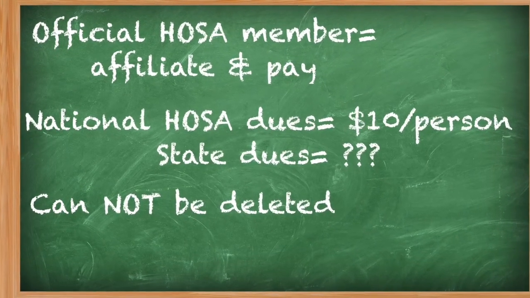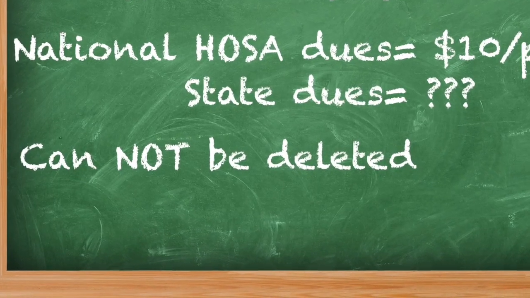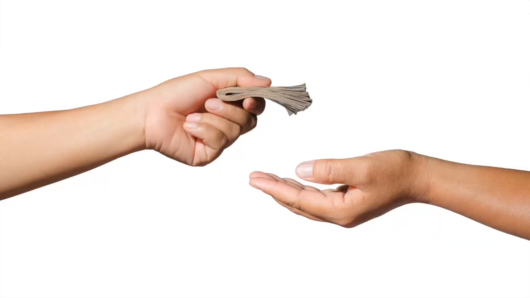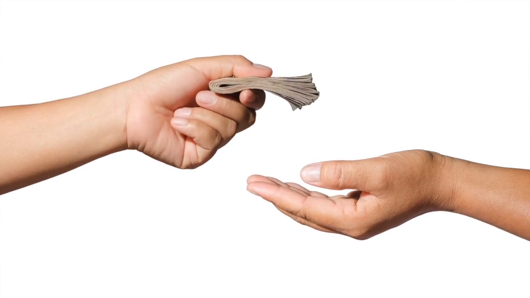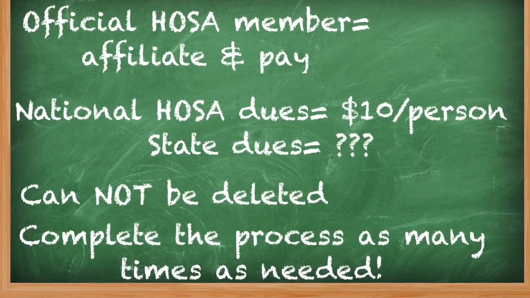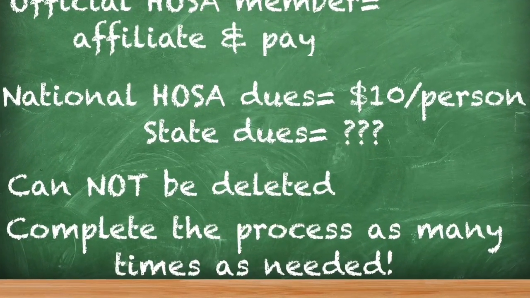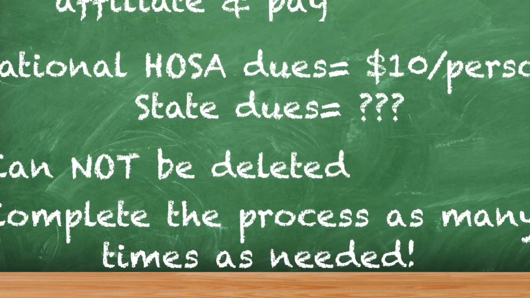Once a member is affiliated in the system, they cannot be removed from the system, and therefore dues must be paid. Affiliation best practice is to make sure you have your members' payment before you affiliate them. The great thing about the affiliation process is that you can do it multiple times at any time throughout the HOSA year. So you do not need to affiliate everyone at the same time.